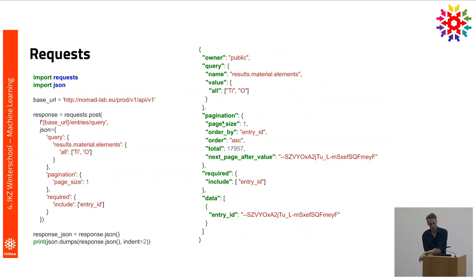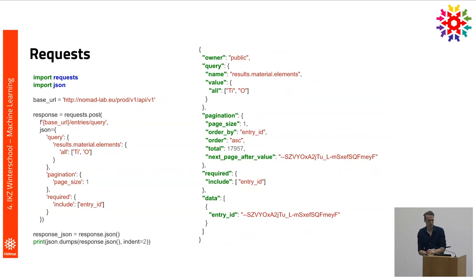Maybe a few words on pagination, because this is typically very important when you want to download larger data sets. You somehow have to deal with this page problem. The API is only giving you a certain amount of things at the same time, but you want to have a lot. So you have to use lots of requests, right? You say, give me the first page, then give me the second page, then give me the third page, and so on and so forth.